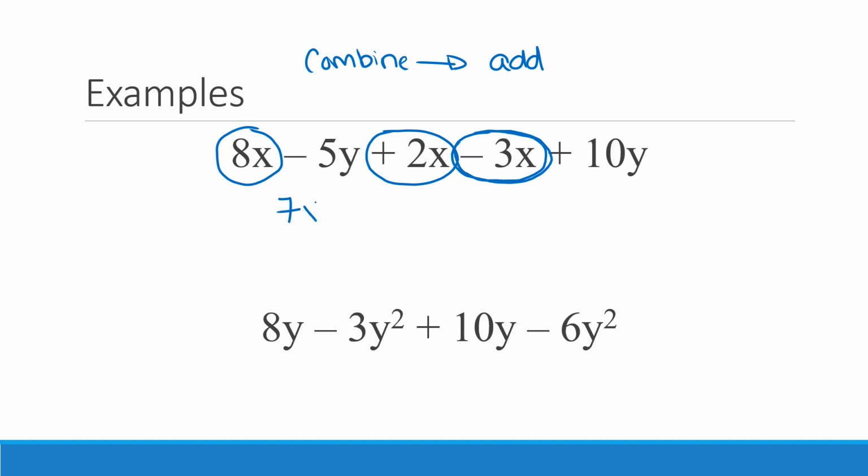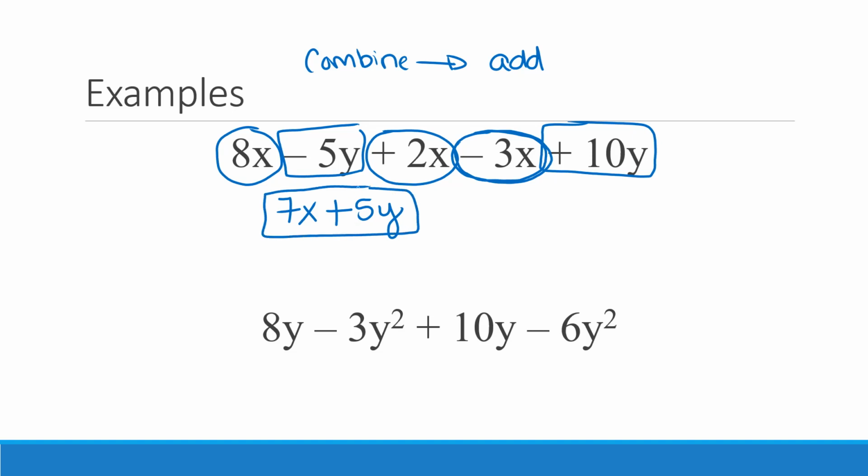is going to give me 7x. Now I can combine negative 5y and positive 10y. So again, notice I took the sign that's in front of it. Negative 5 plus 10 is going to give me a positive 5y. So if you're left with a positive, you put a plus sign. If you're left with a negative, you put a minus sign. This is your final answer. You can't do anything with x's and y's. You can't combine them together, so you're done at this point.